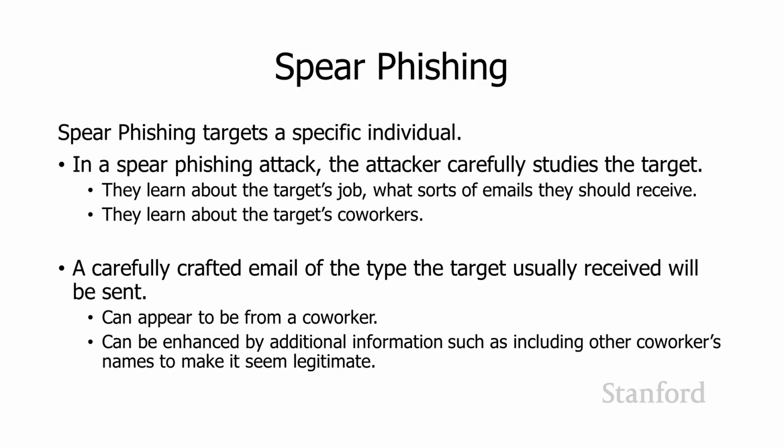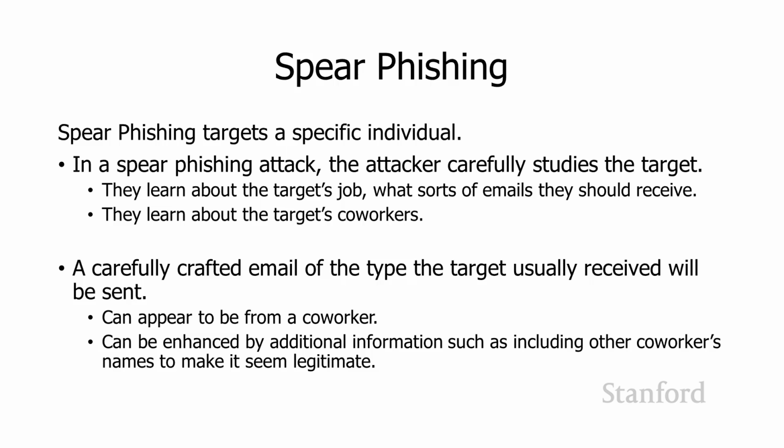Spear phishing, though, is much more difficult to prevent. What happens in a spear phishing attack is the attacker wants to attack a very specific person. The attacker is going to study their target. They're going to learn about the target's job, what sorts of things the target carries out on a regular basis, what sort of email messages the target might expect to receive, who the target's coworkers are, what positions they carry, and what sort of messages they might be expected to send the target. And then they create a carefully crafted email of the type that the target would typically receive. That email may appear to be coming from a coworker.